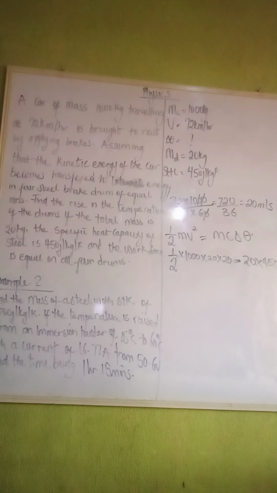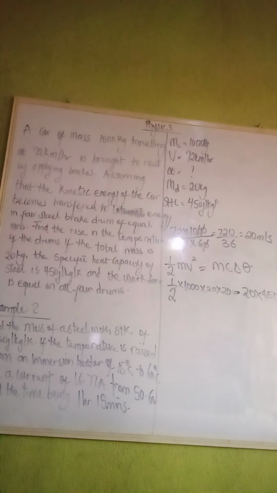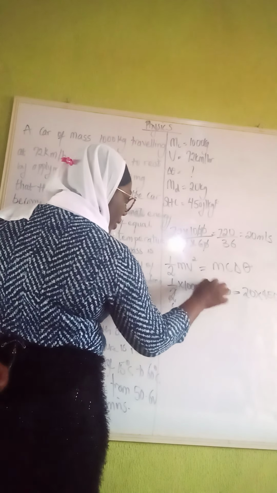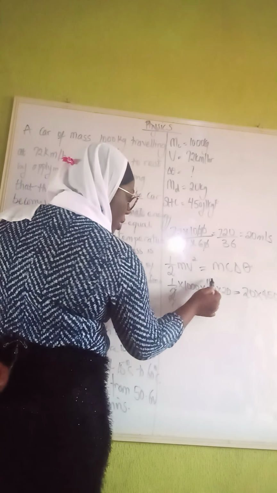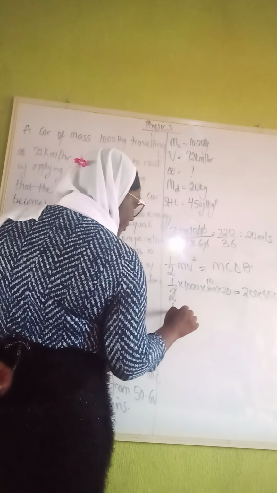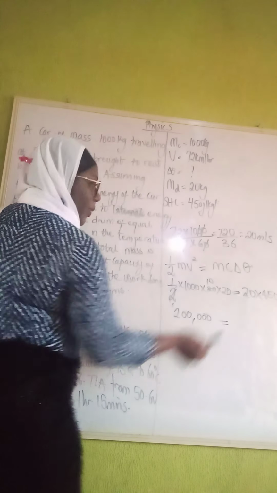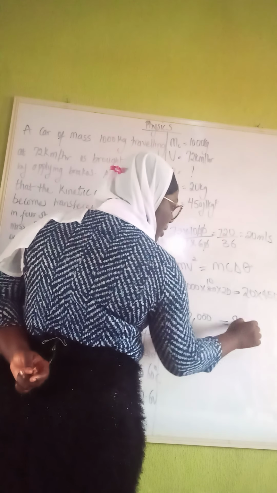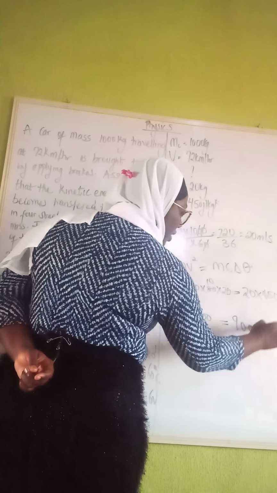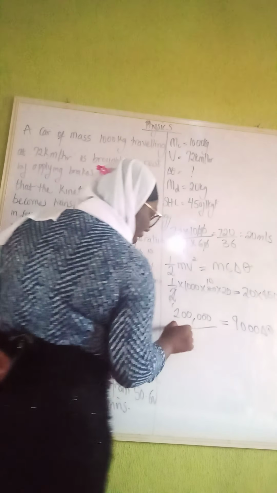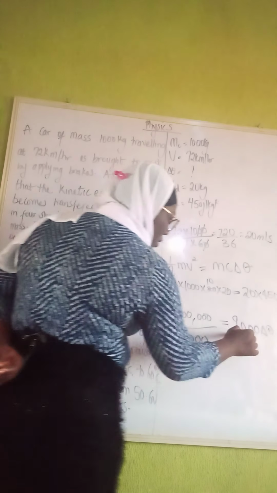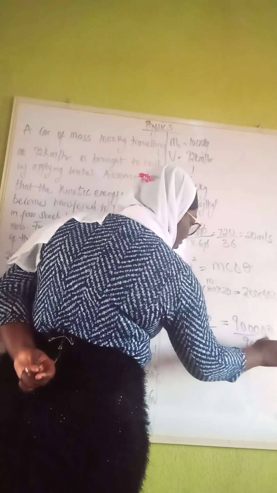Is that analysis okay? We are looking for the change in temperature. So now let's go. What do we have all together here? This one is 10,000, so we have 200,000. Multiply this one, this time, this is 9,000 change in temperature. Divide both sides by 9,000.